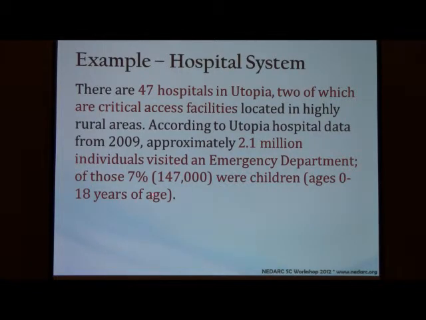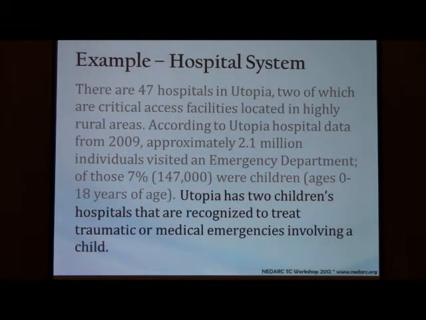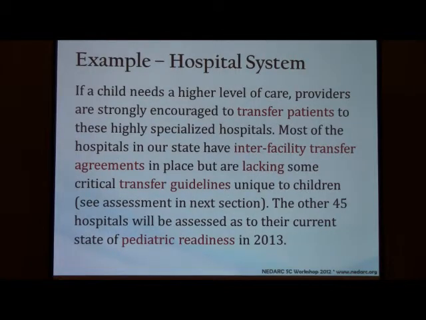So this is a different way of writing. You could put the percent and then say the number, and then say children ages 0 to 18 years. And this could be an opportunity to mention how many children's hospitals you have, because this explains your hospital system in relation to children. And then again, you can tie it into performance measures.